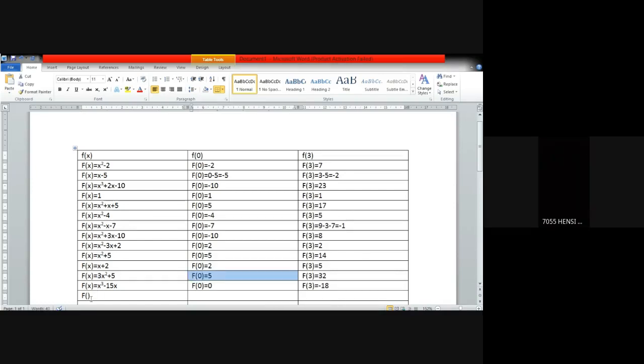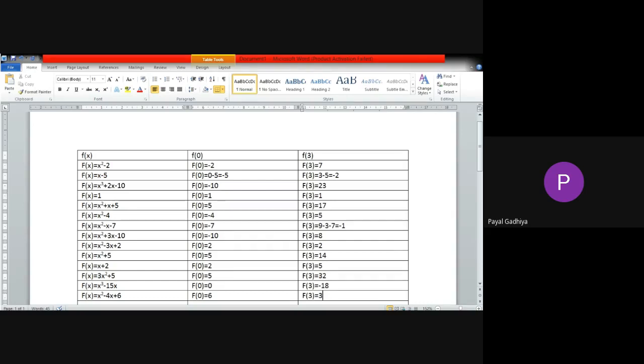f of x is equal to x square minus 4x plus 6. Okay. Then what will be f of 0? 6. Yes, f of 0 will be 6. F of 3 is equal to 3. Yes, very good. Thank you.